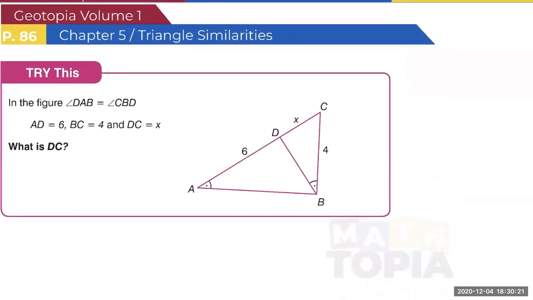Now, we have this. Page 86, another similarity type of problem. Let's see what kind of similarity we are going to use. Let's focus on this angle here, BCD. Now we realize that ACB is similar to BCD, and now it's just one ratio. So (6 plus X) over 4. ACB, we said, is similar to BCD, which means 4 over X.